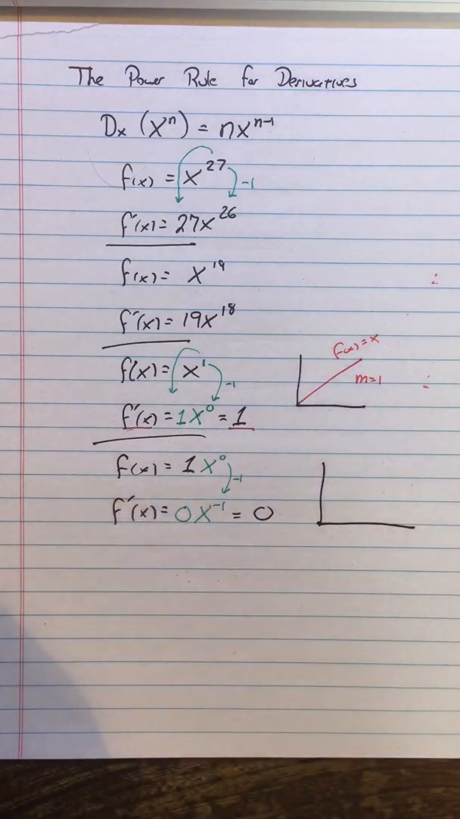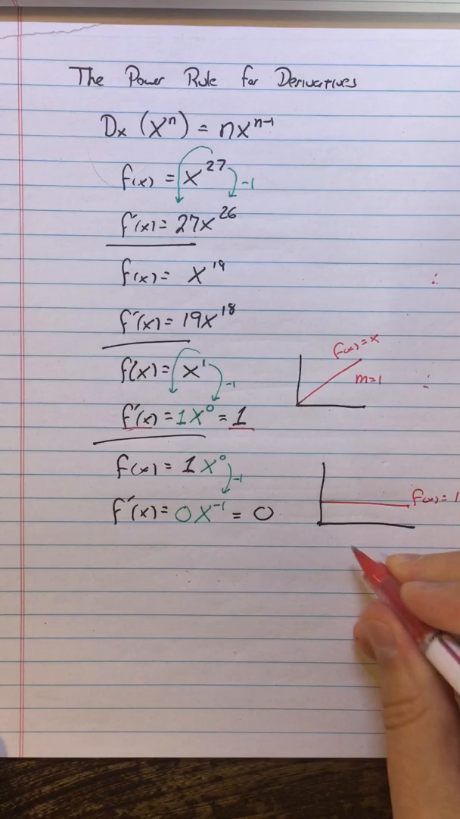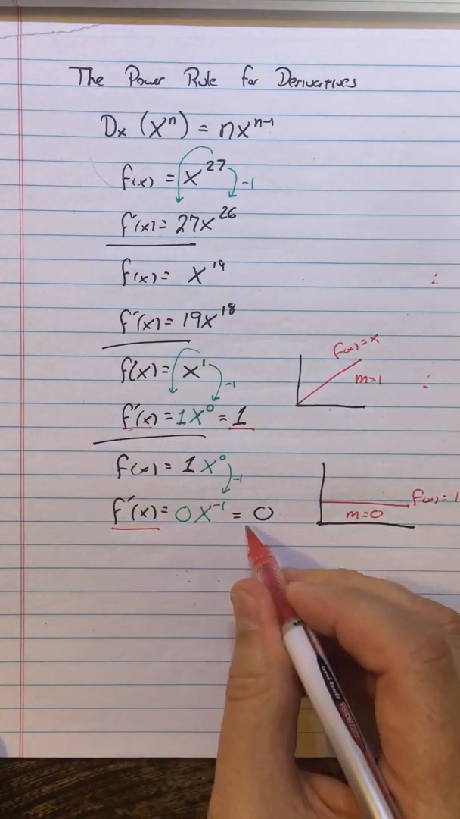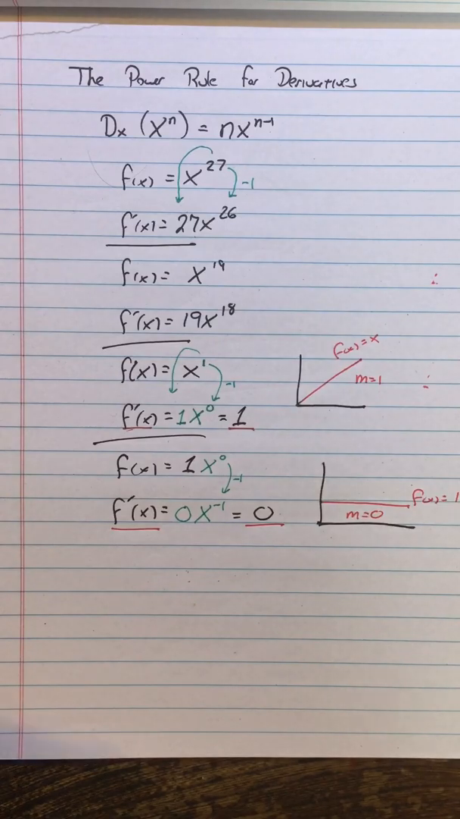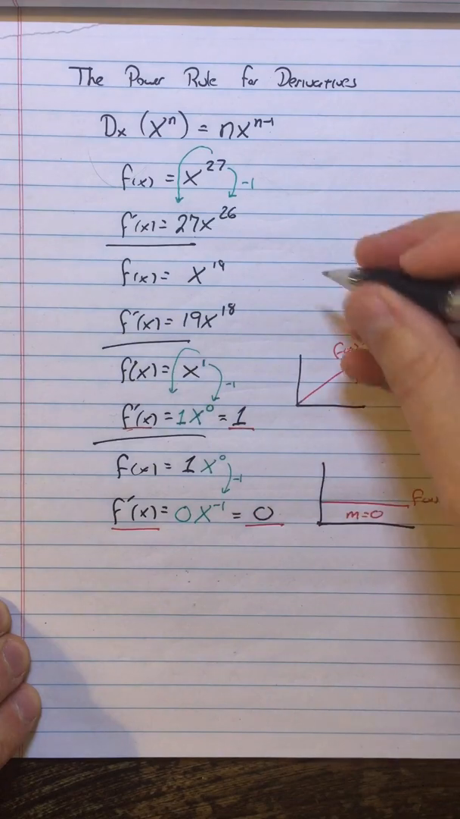Another interesting one to think about the graph of. What does the graph of f of x equals 1 look like? Looks like that. Here's f of x equals 1. What is the slope of the line at every point? The slope is 0. That's why the derivative is 0 at every point. See, unlike on these other graphs where what the slope is depends on the value of x.